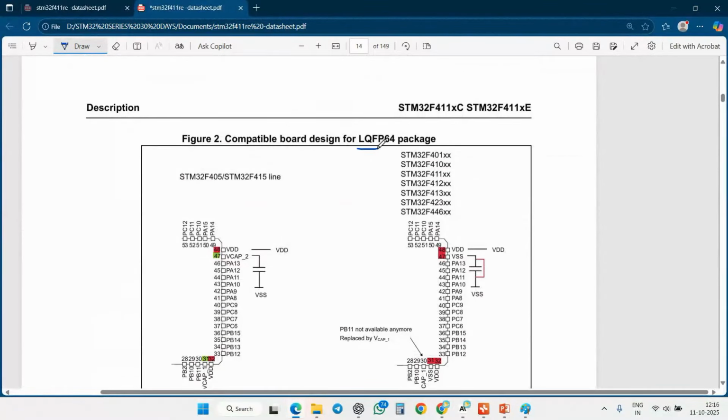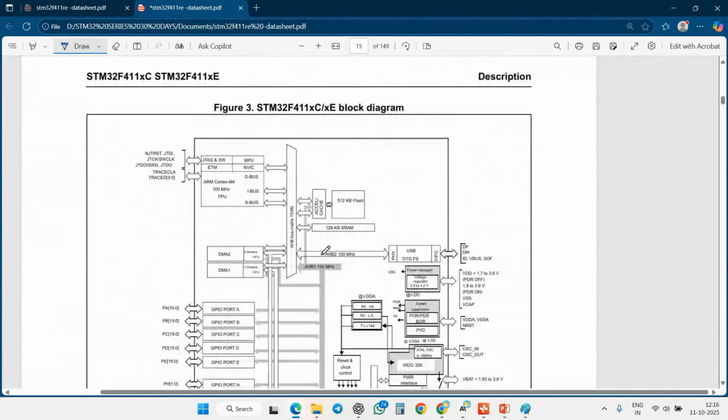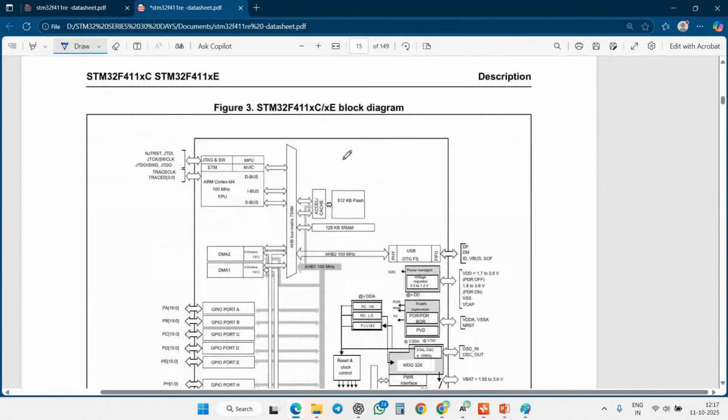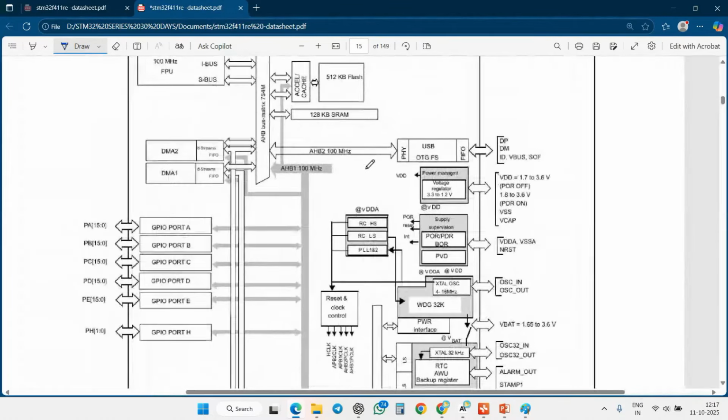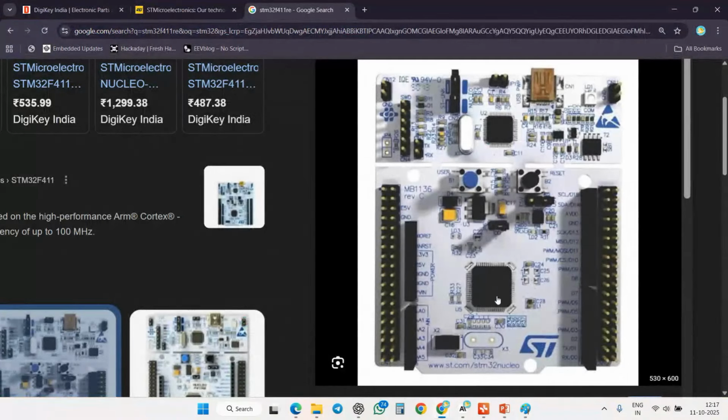This is also a low-profile quad flat package. It has 64 pins, and the pins are arranged like this. So with a quad flat package, if it has 100 pins or 64 pins, this is how it is arranged. Then a very important thing is the block diagram. What is the meaning of a block diagram? You have a chip in your hand. Could you see inside this chip?